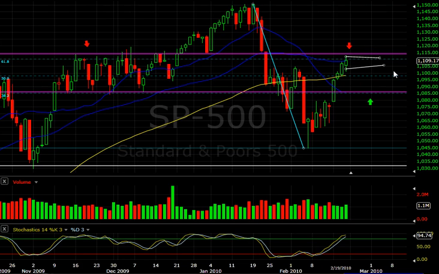If we do not consolidate here, I would definitely look to see the market bounce off this area, 1113 to 1116, and possibly have a pullback to the next area of clear heavy support, which is around 1084, 1085 in the S&P, which I am looking at.